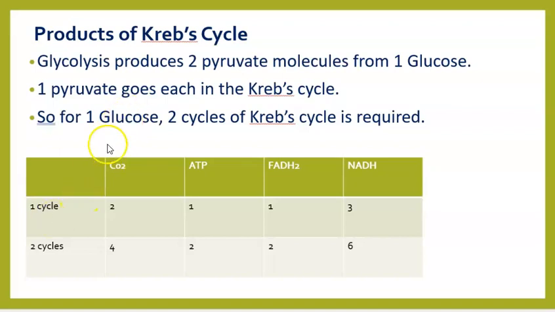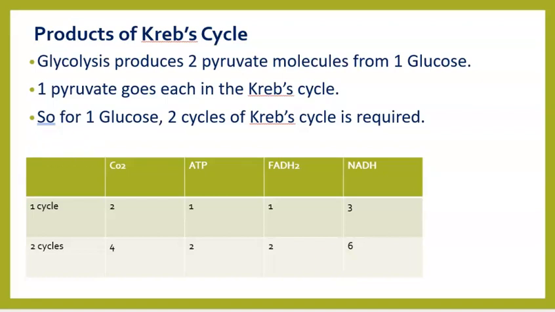What is that product? Remember, the glycolysis is just making two pyruvates for you, and you are using one pyruvate for each Krebs cycle, but you have two. So how many Krebs cycles will one glucose molecule make? Two Krebs cycles. Okay. So if they talk about one Krebs cycle, you make two carbon dioxide molecules, one ATP, one FADH2, and three NADH. If they talk about two cycles, then you just double the amount. So now carbon dioxide is 4, ATP 2, FADH2 2, and NADH 6.